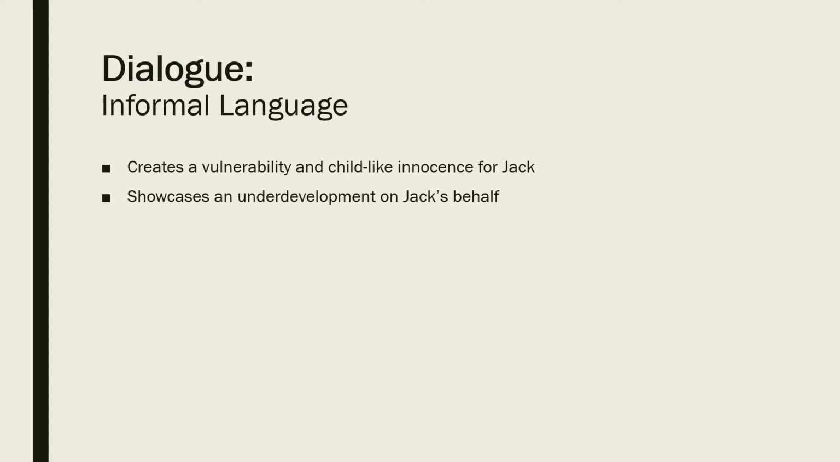In addition to his assertive language, Donoghue also incorporates informal language into Jack's dialogue to create a vulnerability and childlike innocence. This showcases to readers the underdevelopment of Jack's character, which ultimately assists in normalizing his trauma. We see this in the first few pages of the novel, in a conversation between Jack and his ma.